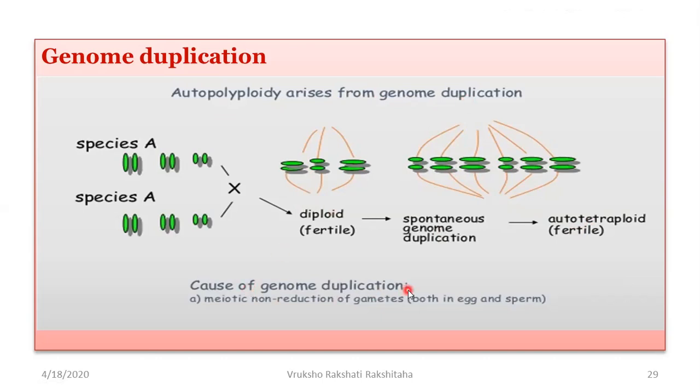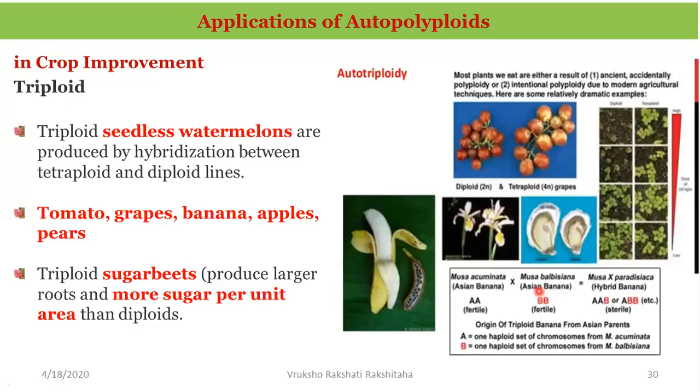What are the causes of genome duplication? It may be that there is meiotic non-reduction of gametes, both in the egg and the male gamete. Now, let us look into the applications of autopolyploids. They are used in crop improvement. First, let us discuss triploidy.